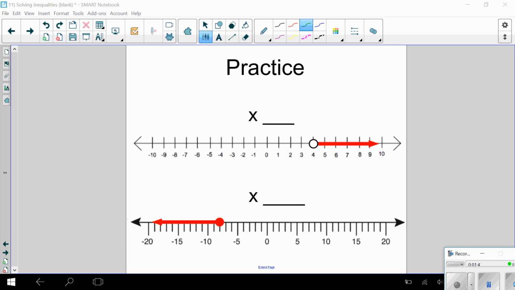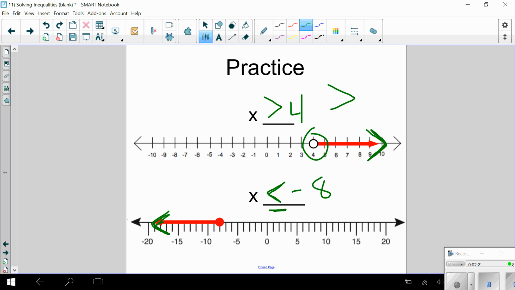Let's see if we can create the inequality from the graph. It's pointing to the right, so our inequality is going to be greater than. Since it's an open circle, there's going to be no line, and it starts at 4. Looking at the one on the bottom, my arrow goes this way. Hence, my inequality is going to be the exact same. Since it's a closed circle, there's a line underneath it, and it looks like it's at -8.